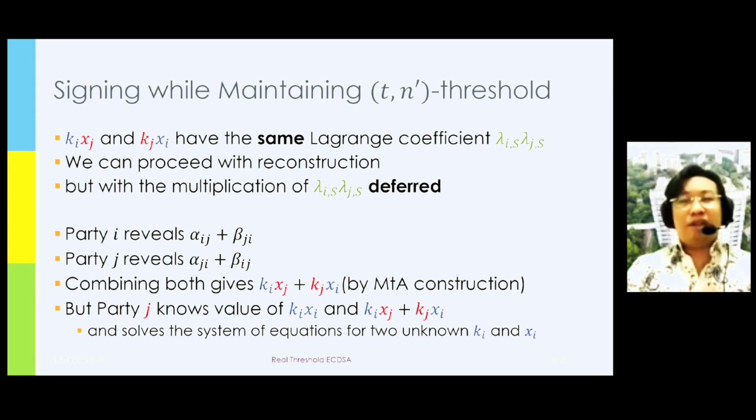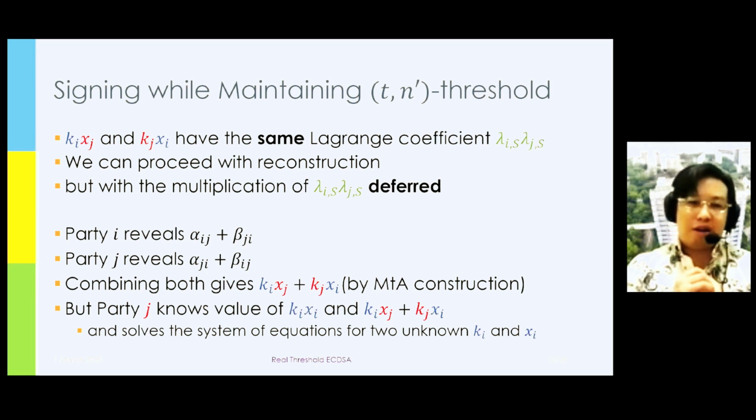So now the idea to maintain the t-of-n threshold throughout the signing process is that we have the following crucial observation. We observe that these two terms in the reconstruction equation will share the same Lagrange coefficient. With that in mind, we can proceed with the reconstruction, but with the multiplication of the Lagrange term deferred. So basically, it goes like what we have seen before. Party i sends this term, party j sends another term. When they combine them together, they will get back the desired result in terms of Ki times Sj plus Kj times Si, those cross terms useful to eventually reconstruct KS.